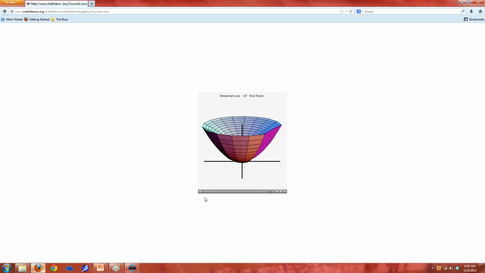And so that's the concept behind shells. It took a little longer than I wanted, I apologize, but hopefully it's understandable, and now we can look at some calculations next.